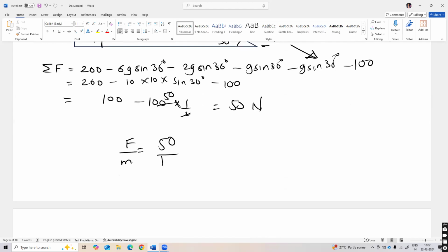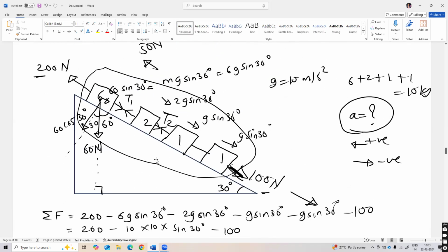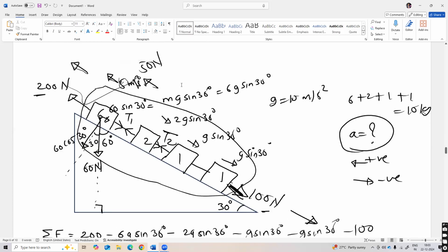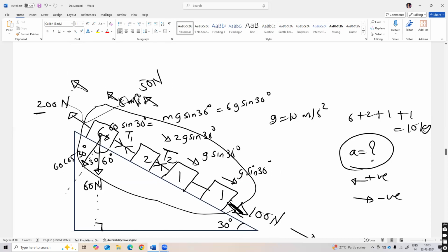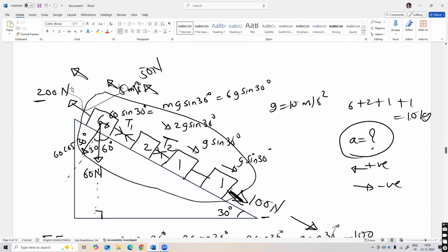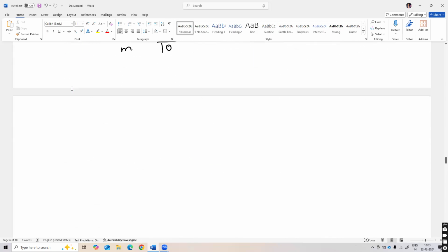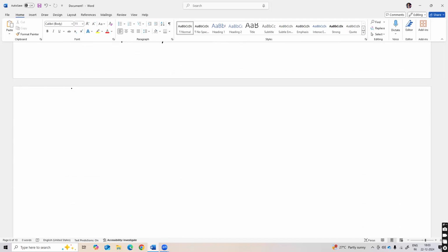So it is equal to 5 meter per second square. So the acceleration of this entire system, this system is basically getting accelerated at 5 meter per second square toward this direction. Okay. So now if you consider the 6 kg block.